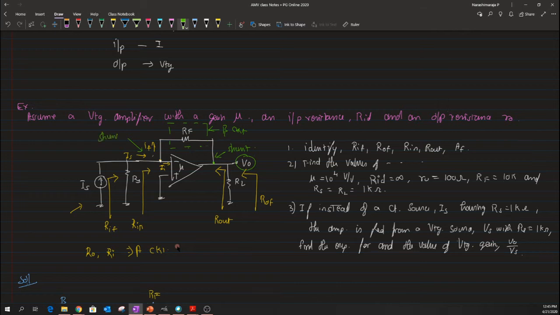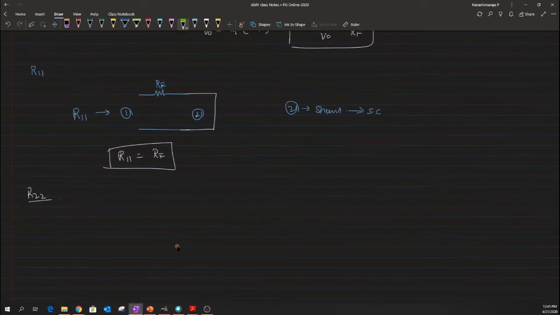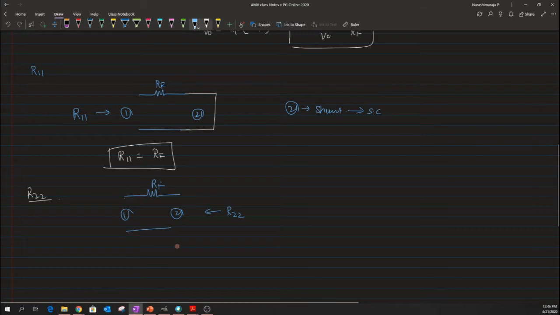Now, even this connection is also a shunt type connection. So, again, one could use the same analogy of finding out this R22 impedance. We have this Rf and we have port 1 and port 2, and while trying to compute the value of R22, since it is a shunt, we have to short circuit that particular terminal, due to which we will end up having the value of R22 equal to Rf.